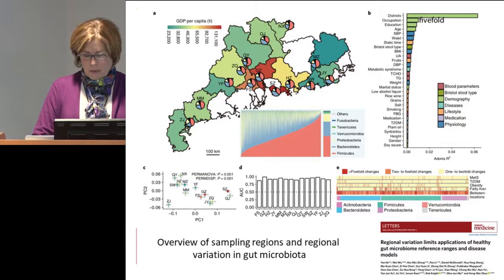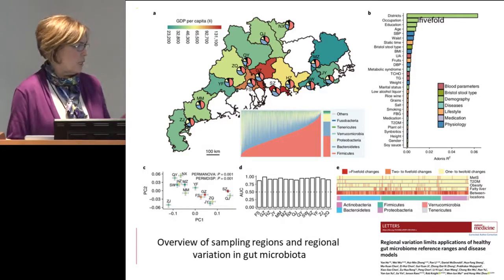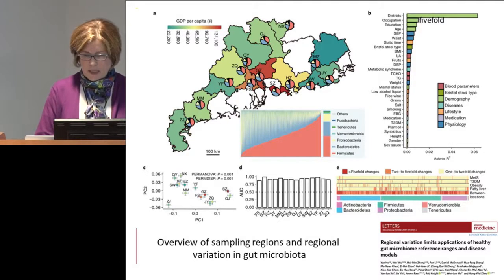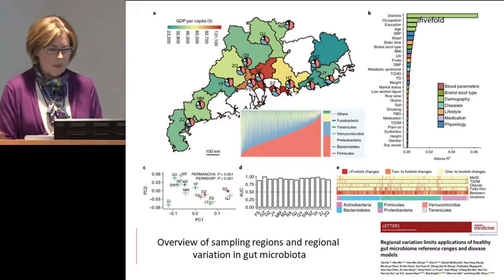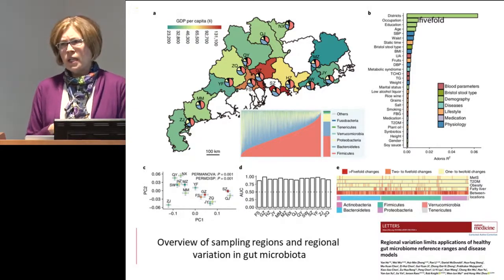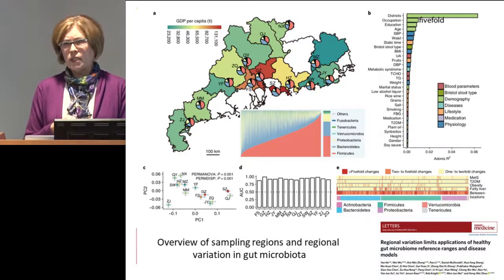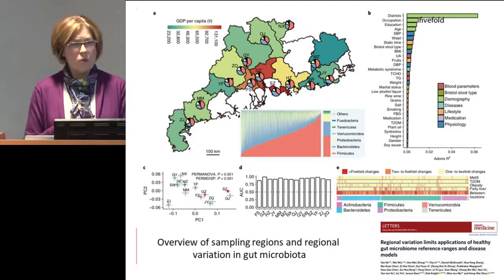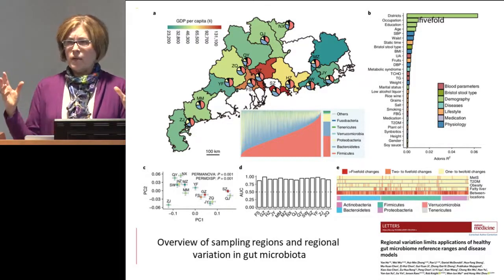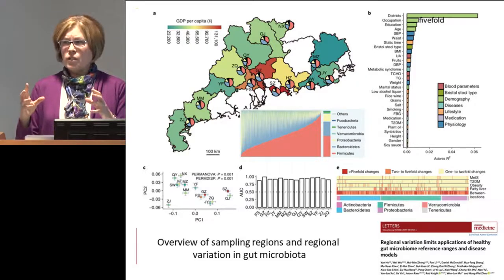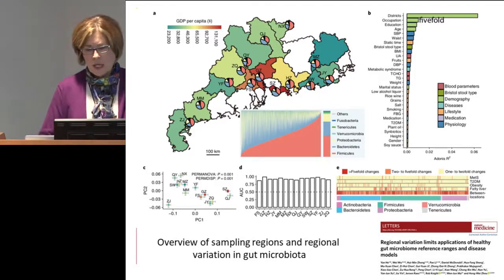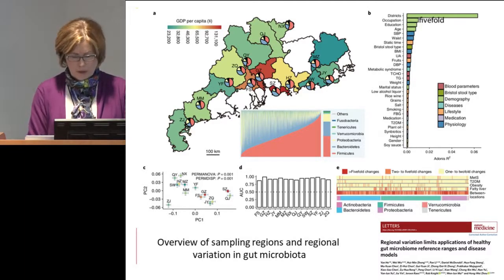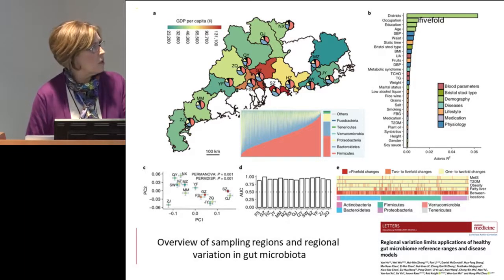This was another paper that really captured me, also published in Nature Medicine, the title "Regional Variation Limits Applications of Healthy Gut Microbiome Reference Ranges and Disease Models." And this may be even more applicable to what we're going to be talking about today. And this was a study that enrolled, if I recall correctly, almost 8,000 individuals from Guangdong province in China. And the province was then divided into regions and into neighborhoods. And long story short here, a tremendous amount of metadata were collected.